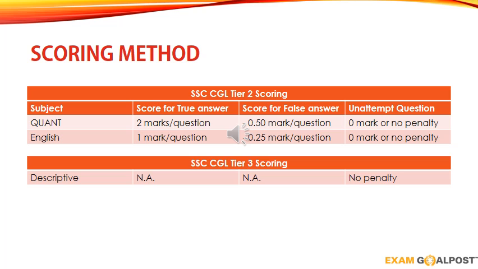In the English language and comprehension section, each question carries 1 mark. Every incorrect answer will take away 0.25 mark. And like in the case of quantitative ability, any unattempted question will not attract any penalty. Tier 3 is a new addition and will carry a total score of 100 marks, which would ideally constitute 2 or 3 questions. There will be no negative marking in Tier 3 as it is descriptive in nature.